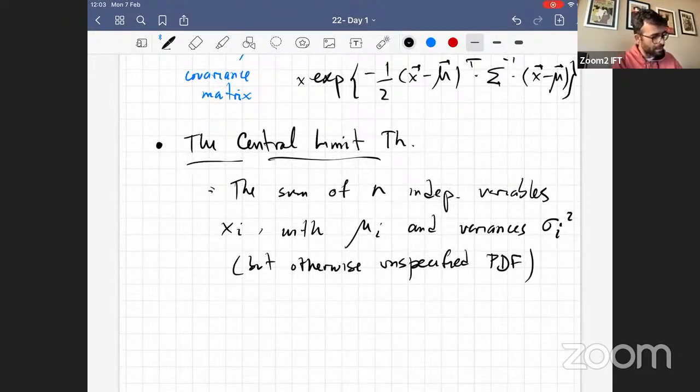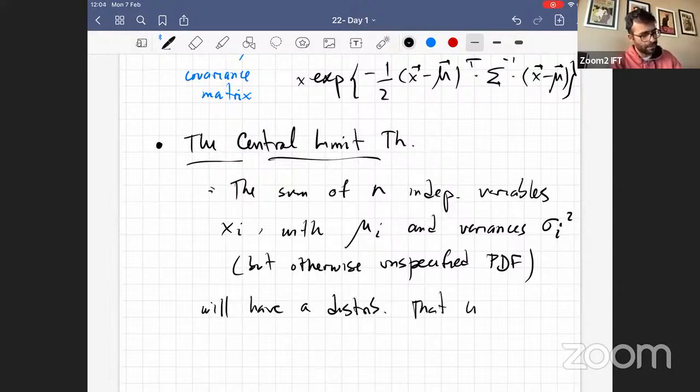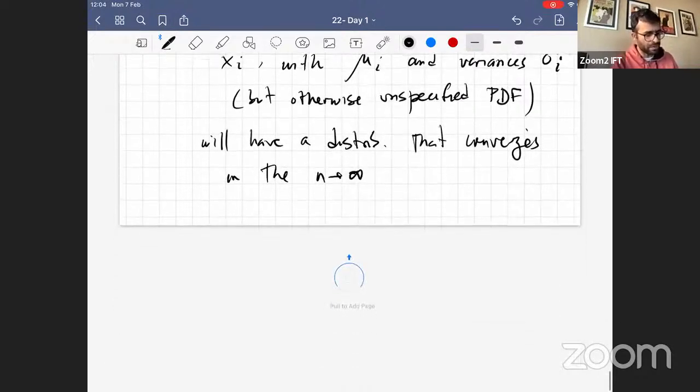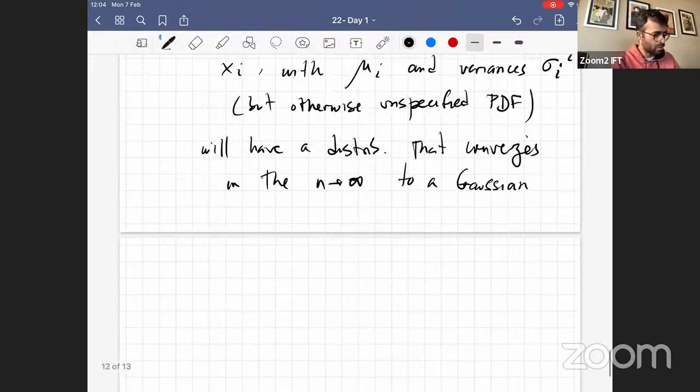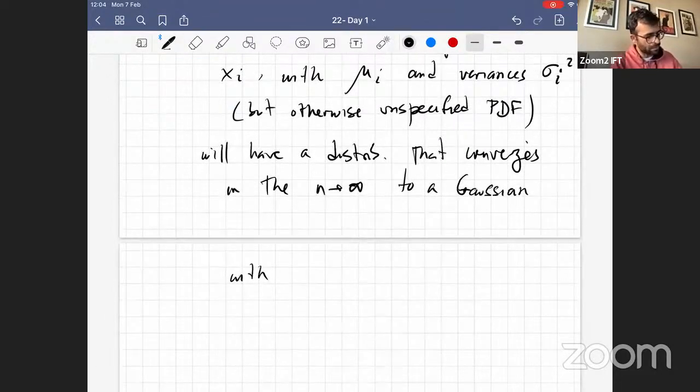Then this sum will have a distribution that converges, in this limit of n going to infinity, to a Gaussian, to a Gaussian with mean given by the sum of the means and a variance given by the sum of the variances, okay?